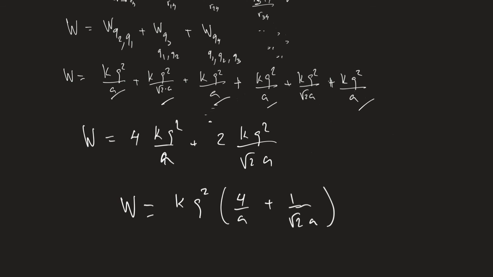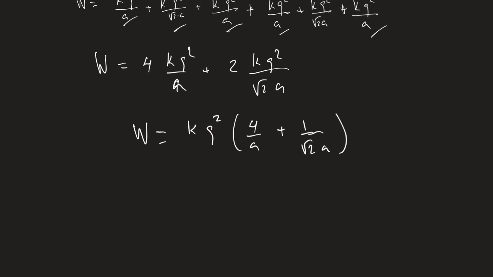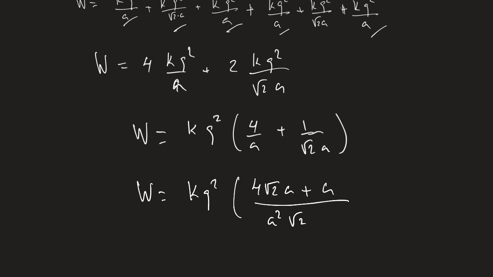Okay, so the work will be K Q squared times 4 times the square root of 2 times A, plus A divided by A squared square root of 2. Well, this is the work.